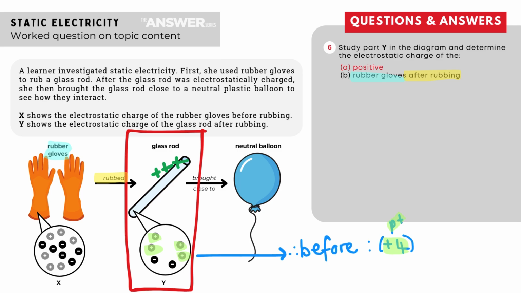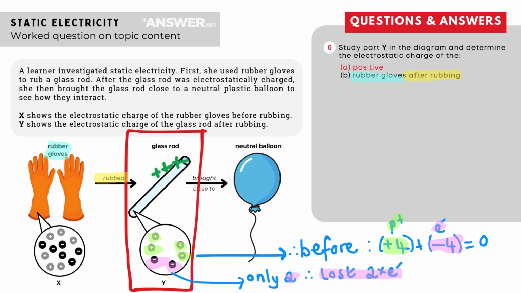If we consider that all atoms and therefore all objects are initially neutral, this would mean that before rubbing, the glass rod's atoms should also have had 4 electrons, which then made it neutral before friction. However, at Y in the diagram, we see that after rubbing there are now only 2 electrons. So that implies that the glass rod has lost 2 electrons.